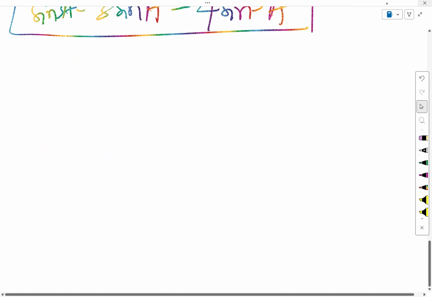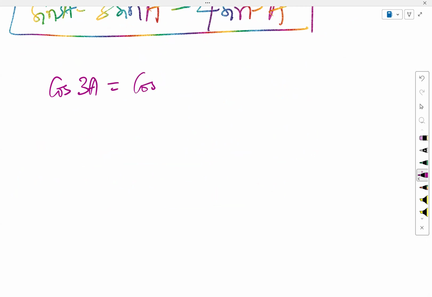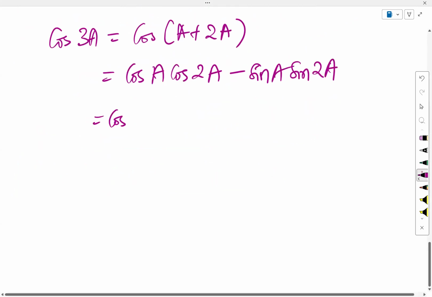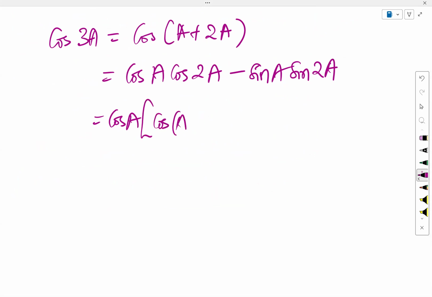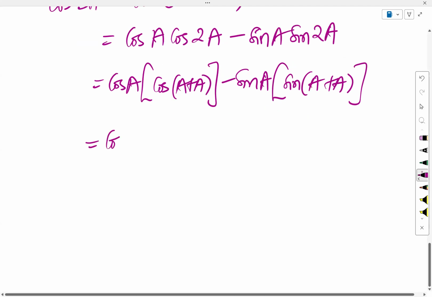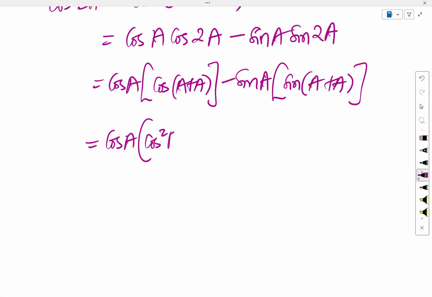Let's go talking about cos 3a. What happens for cos 3a? So for cos 3a, we can say this is cos (a plus 2a). And of course, like you know, this is cos a cos 2a minus sine a sine 2a. And if that is the case, that means we have cos a into cos 2a, and minus sine a into sine 2a, right? And then this is equal to cos a now into cos squared a minus sine squared a, like we already know. Then minus sine a now into 2 sine a cos a.